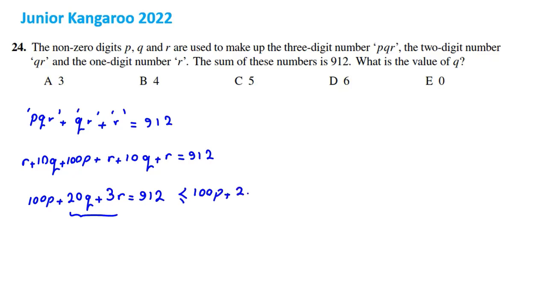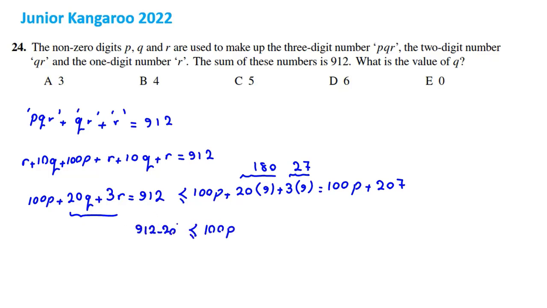Let's see, it is at most what? Q is at most 9, so 20 times 9 is 180. R is also at most 9, so 3 times 9 is 27. So it will be 100P plus at most 207. And then 100P is at least 912 minus 207, which is 705. And then P is at least 705 divided by 100, so it will be 7.05. Since P is an integer, P is at least 8. So we should consider two cases. And also, let me tell you something: 912 is even, 20Q is even, so 3R should also be even.